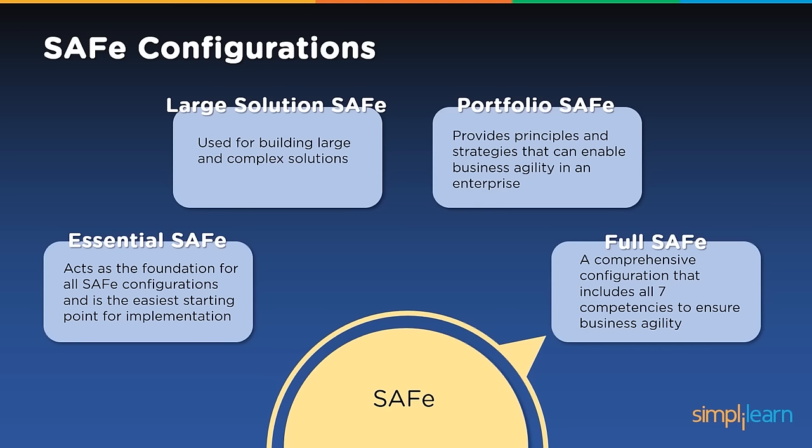So Large Solution SAFe, it is used for building large and complex solutions, whereas Portfolio SAFe provides principles and strategies that can enable business agility in an enterprise. So when I say portfolio, it should be understood as portfolio of an organization as a whole. The service portfolio, the product portfolio, the business portfolio. So understanding of that and complementing to that is very essential. So Full SAFe is a comprehensive configuration that includes all competencies and ensures business agility.